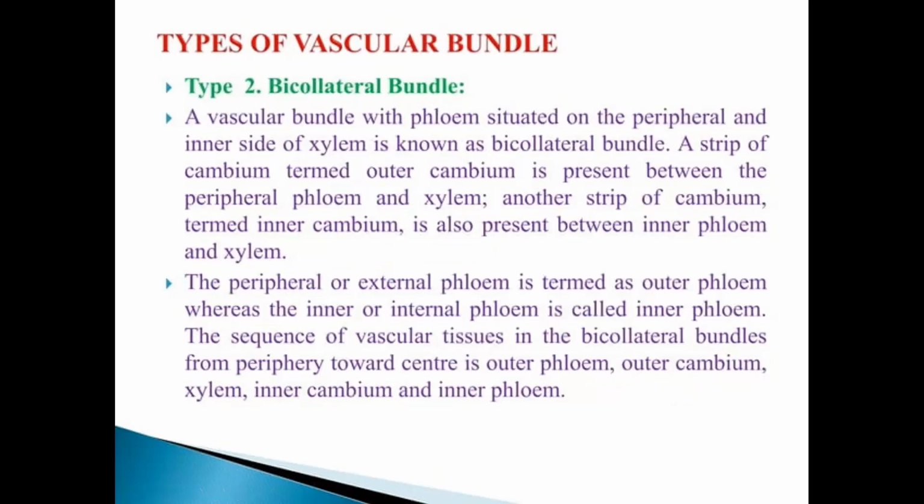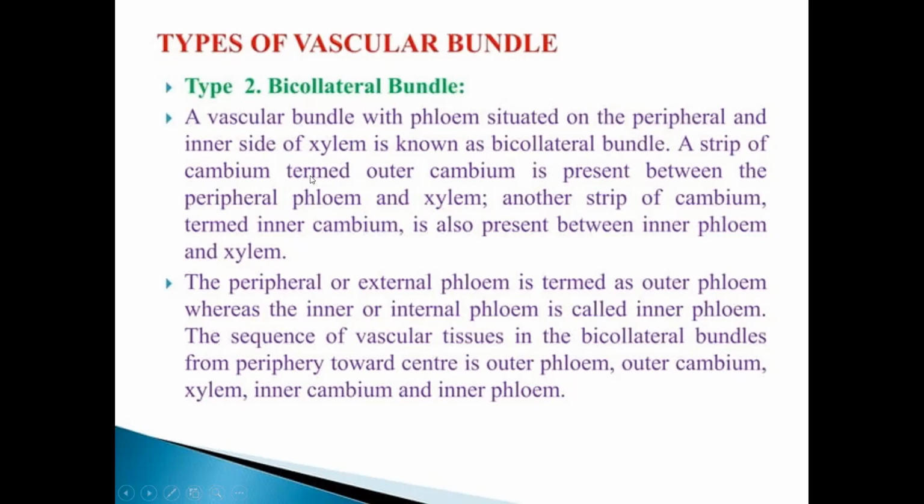Another one is the bicollateral vascular bundle. Collateral means xylem and phloem are present on the same radius, but here, in bicollateral, the vascular bundle has phloem situated on the peripheral and inner sides of the xylem. That is, the xylem is present in the center, and phloem is present on either side. This is called a bicollateral bundle.